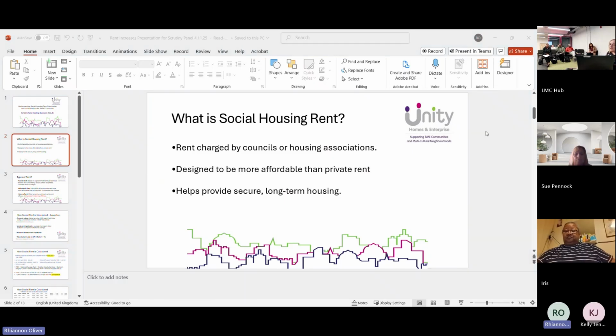Okay, so obviously social housing rent. You mentioned earlier about the allocations and what the council can do in terms of reducing sizes and allocations. But social housing rent is only the rent that's charged by a council or a housing association. It is designed to be more affordable than private rent. And the whole point of it is that it allows a secure long-term housing structure. So it's not like a private landlord.